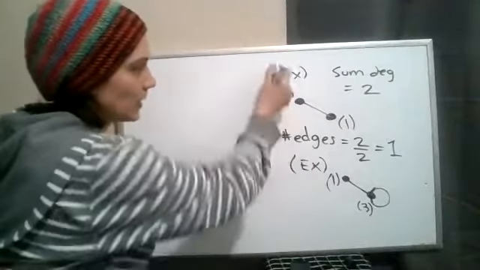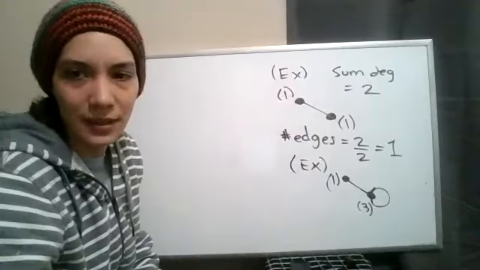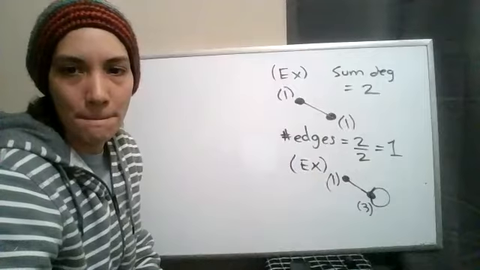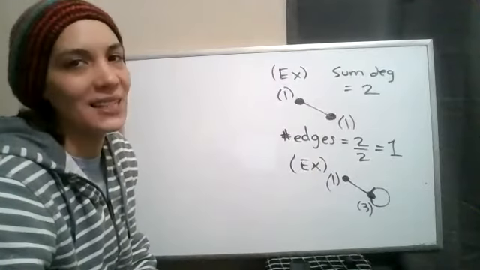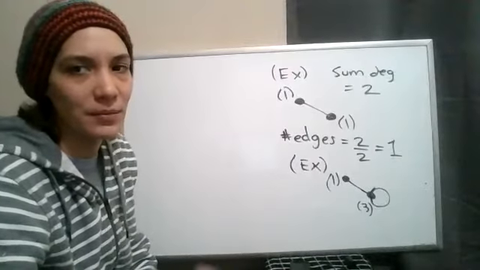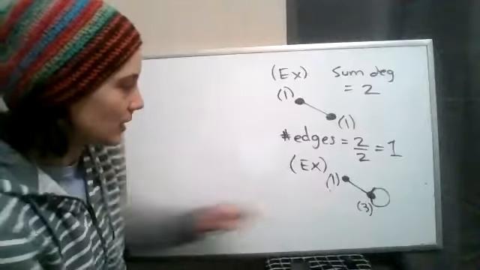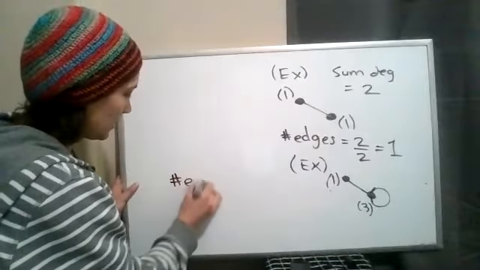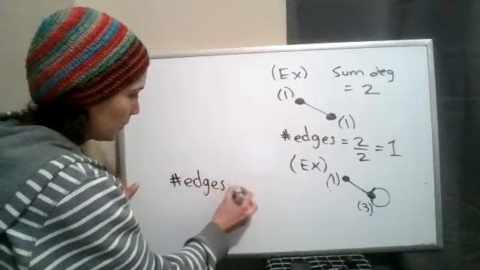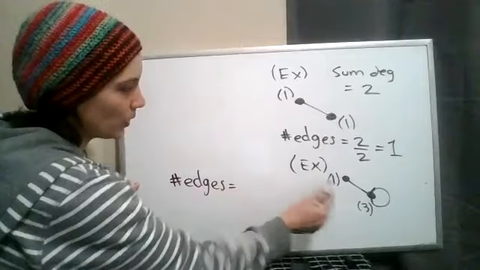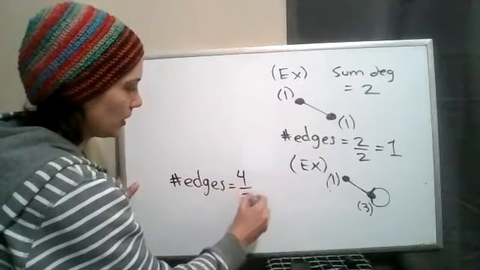And I hope that helps. I think it did. Let's see. Oh, cool. Thanks. Yeah. Pictures help. Let's wrap this up with this number of edges. This one would be 4 over 2, which is 2.